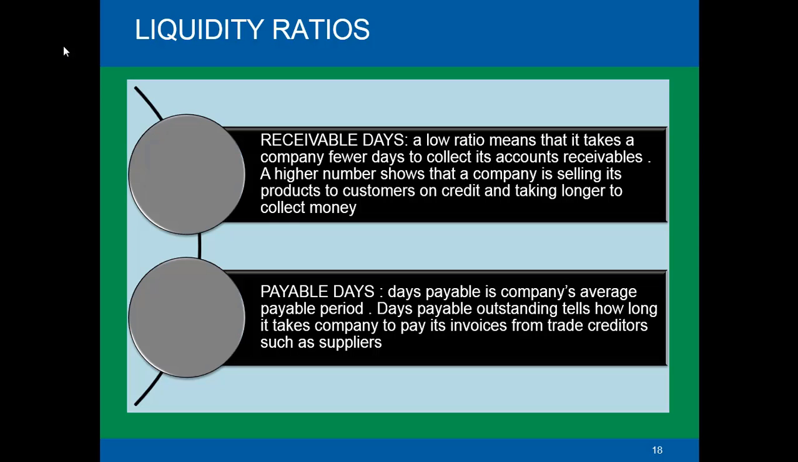Now we move on to payable days. This is in respect of how many days you take to pay your suppliers who supply you raw material or inputs. Days payable is the company's average payable period. Days payable outstanding tells you how long it takes the company to pay its invoices to trade creditors such as suppliers. If you have longer payable days, that means you are struggling to pay your suppliers, and it may affect your supplies and disrupt the operations of the company.